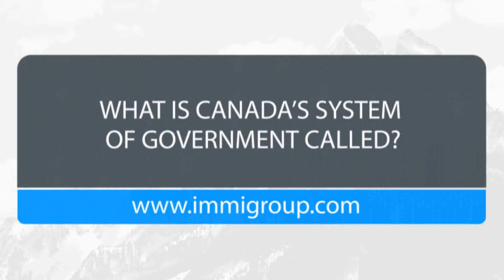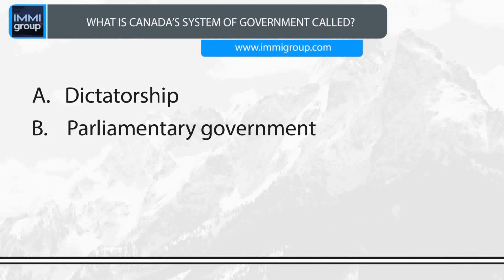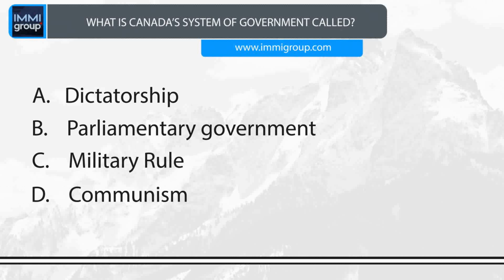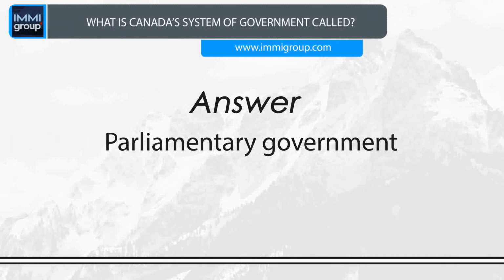What is Canada's system of government called? A. Dictatorship. B. Parliamentary government. C. Military rule. D. Communism. Answer: Parliamentary government.